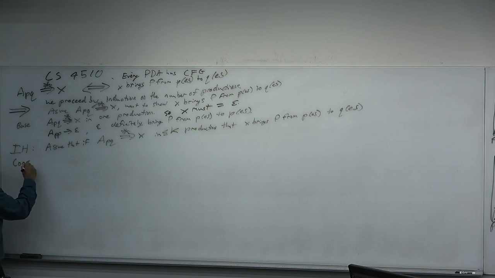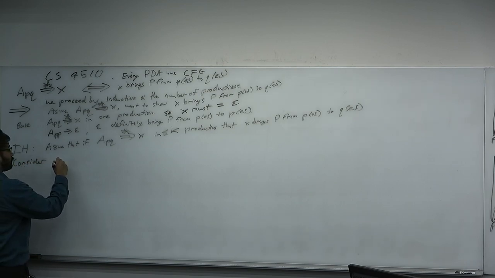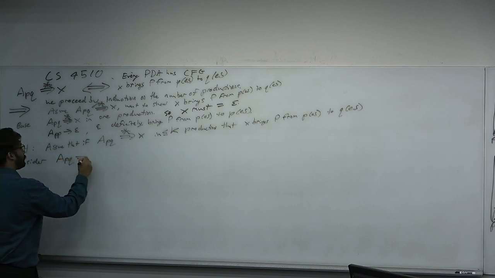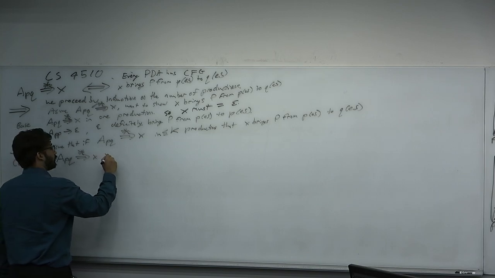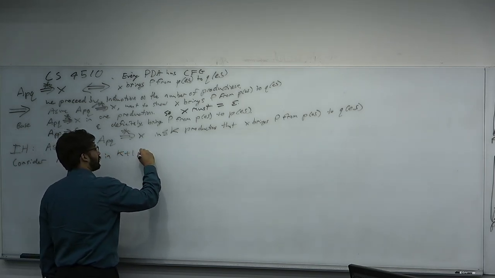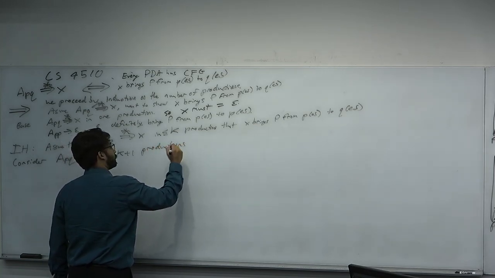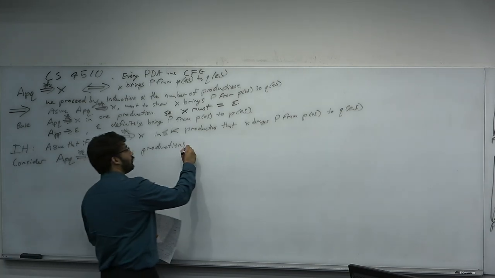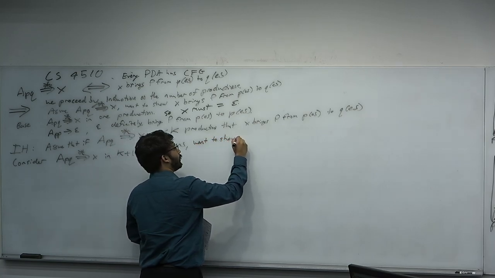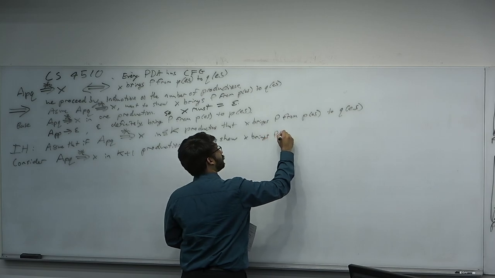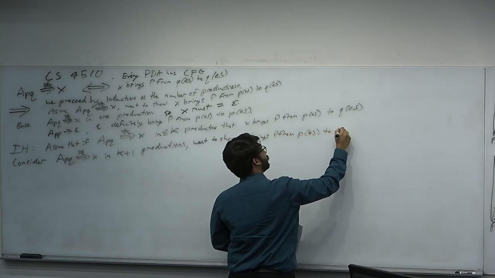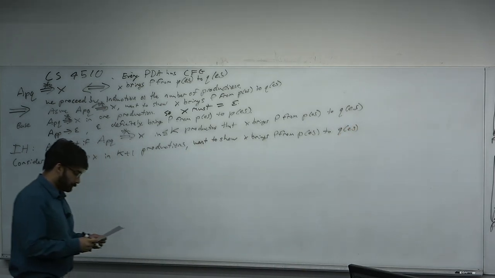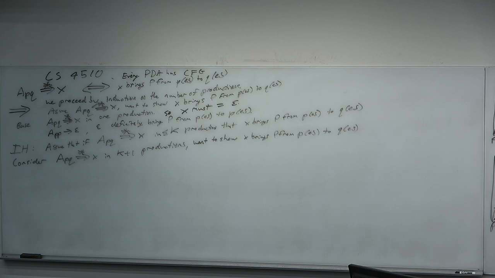Consider then A_PQ producing a string X in K plus one productions. So we're going to assume that X is derived in K plus one productions. We want to show X brings the PDA from P empty stack to Q empty stack. That's what we'll show in just a second. Okay, so when you have a sequence of K plus one productions, there is some first production, right?